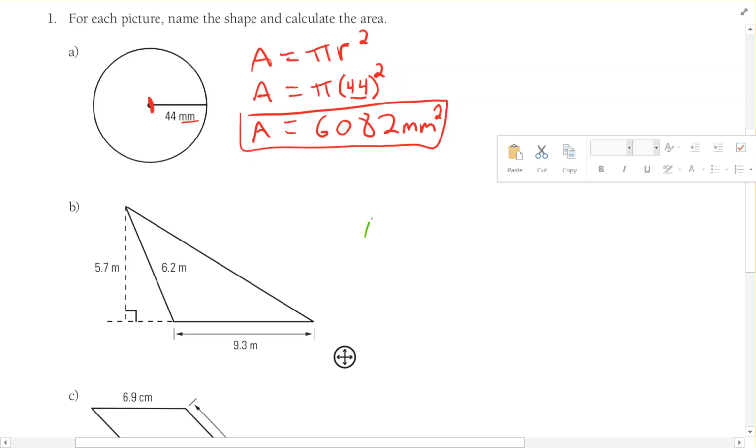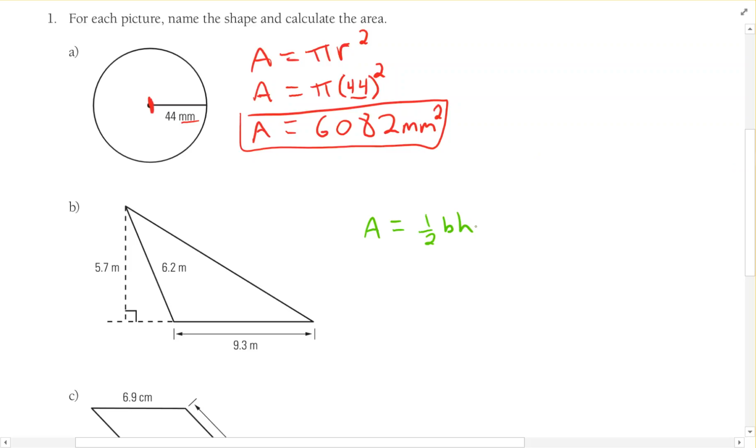So A is equal to 1/2 base times height. And what I'm going to do here to make it a little bit easier, well, let's just leave it like that. So 1/2 base times height. Okay, so now even though the height in this case is over here and up, that's still the height. So we still just need to use those two numbers.